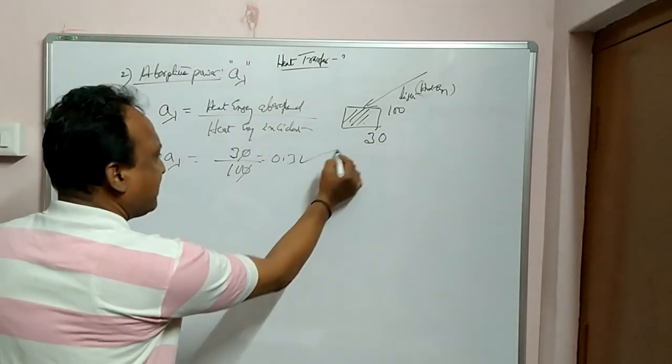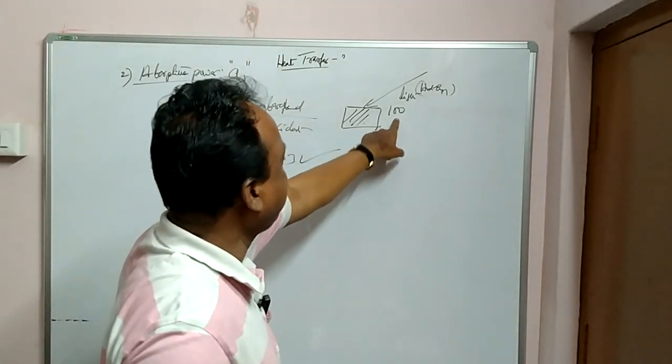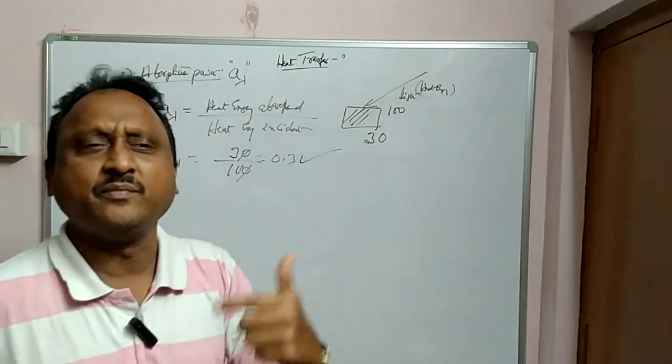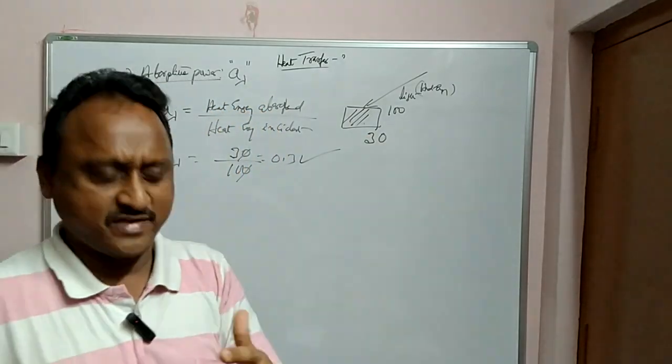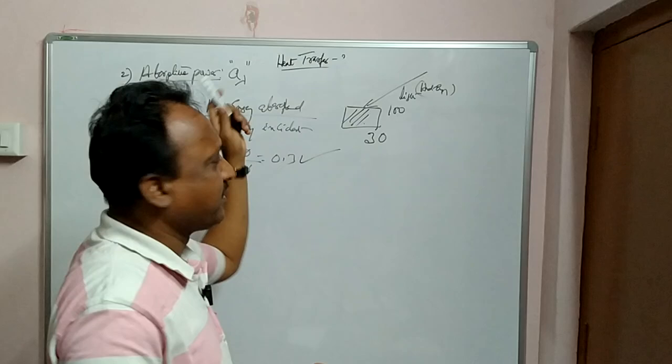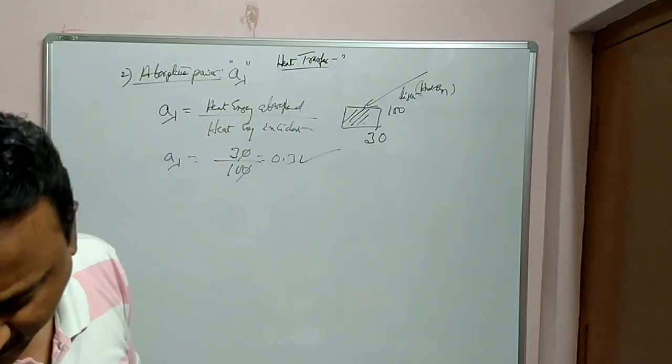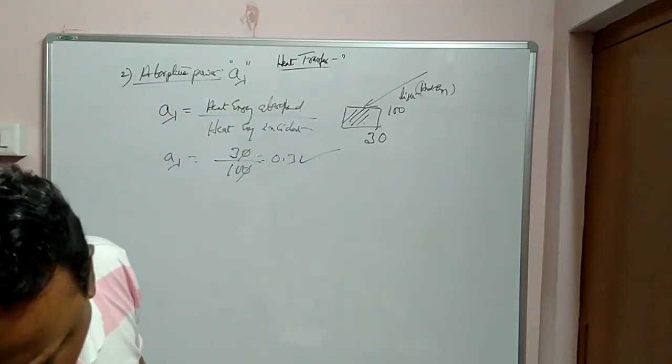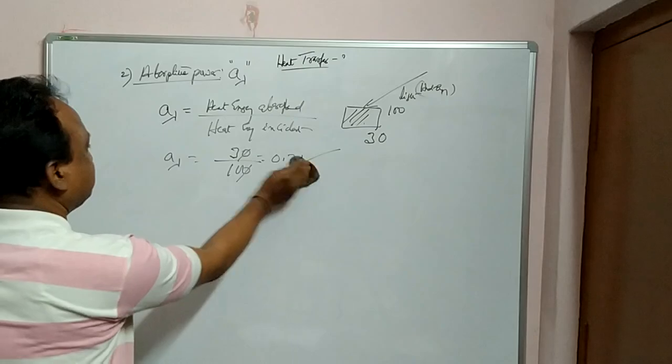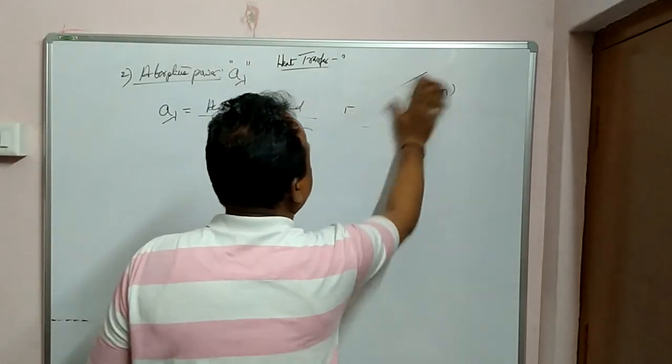For example, I gave some value. If 100 is incident, 30 is absorbed. The amount of heat energy absorbed to that of incident, that is the absorptive power. Okay. Now let us go to what is meant by an ideal black body and also a black body.